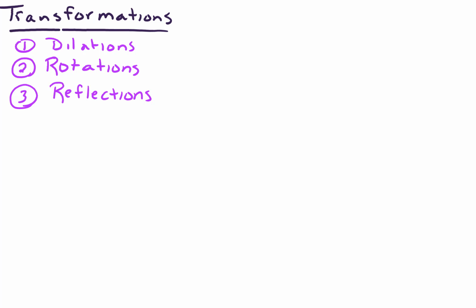Hello, in this video I'd like to talk about three different types of transformations: dilations, rotations, and reflections. So let's talk about the first one. Let's talk about dilations. A dilation is really like a scaling. It's a stretching or shrinking of a figure.